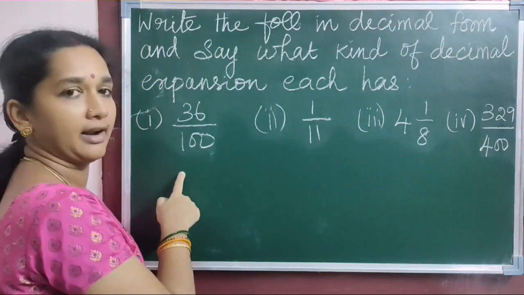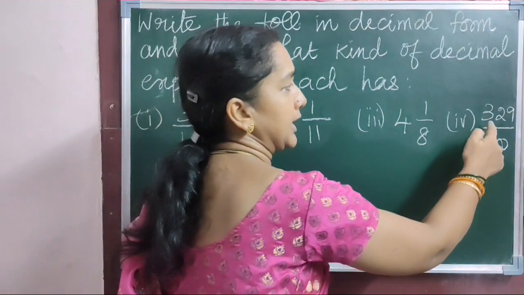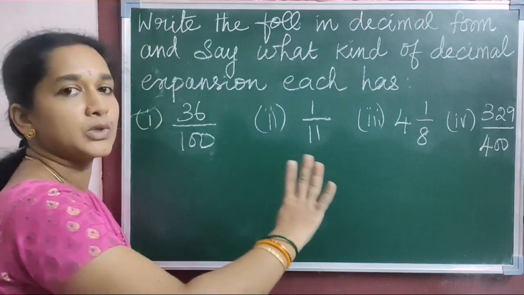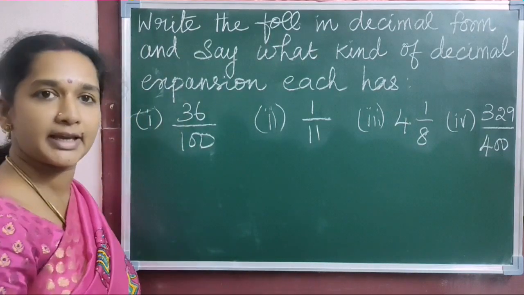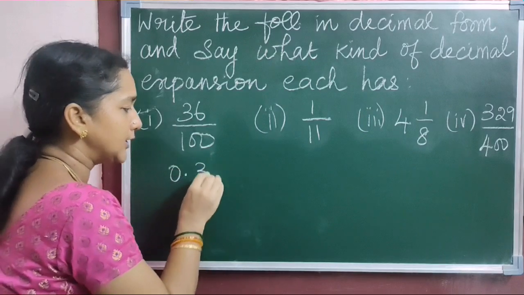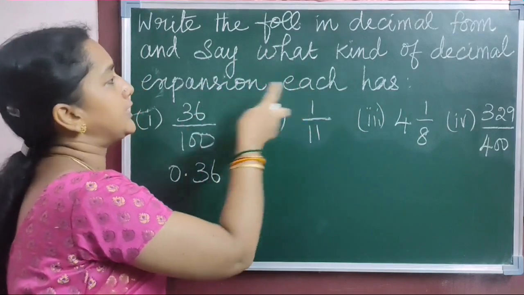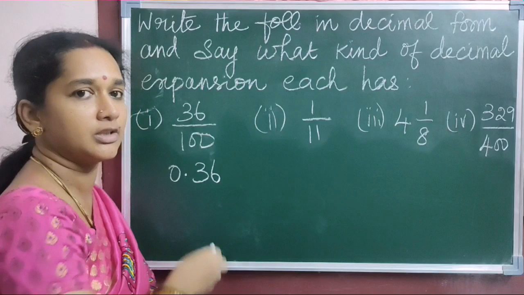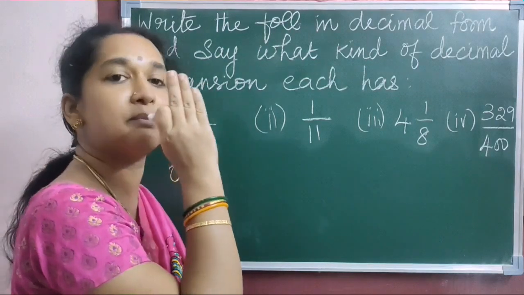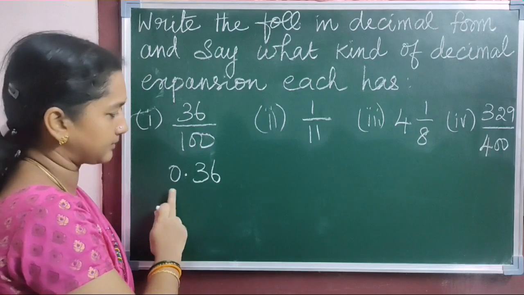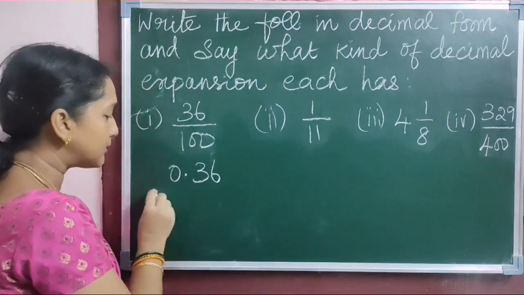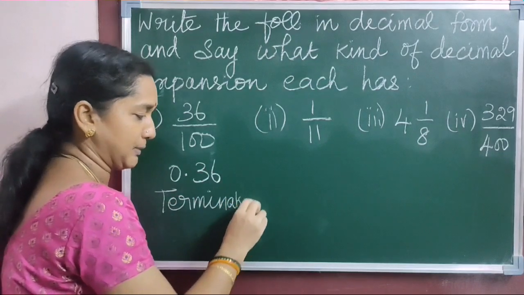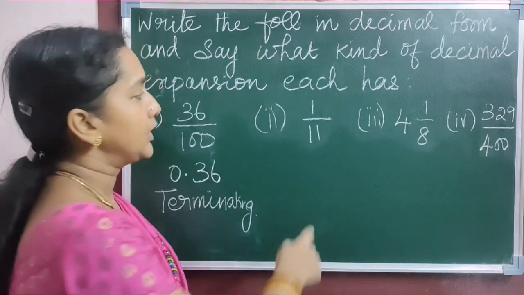Okay, first sum is 36 by 100, then 1 by 11, 4 1 by 8, 329 by 400. These four sums we will see. So when you divide 36 by 100, this is very simple, 0.36. So what is the question asked? What kind of decimal expansion? So this one is terminating decimal expansion. Terminating means at some point it has some end. So here 0.36, this is over. So this one is terminating decimal expansion.